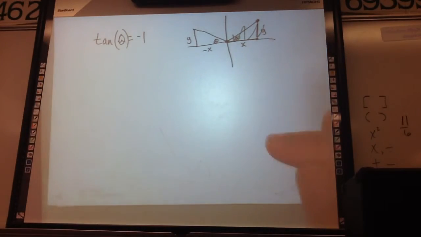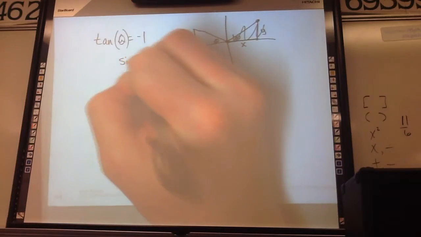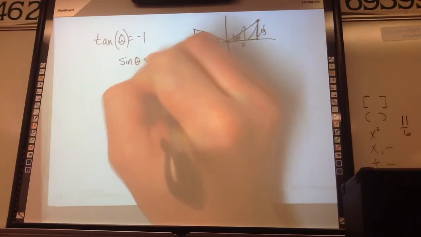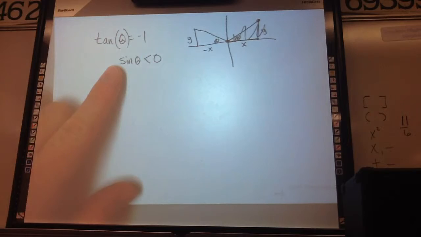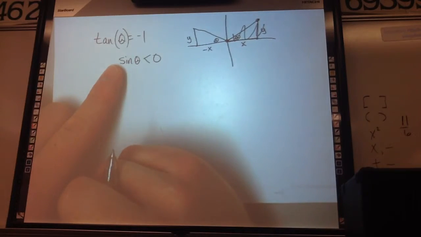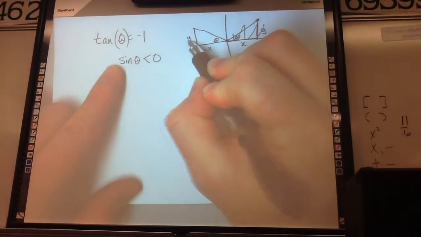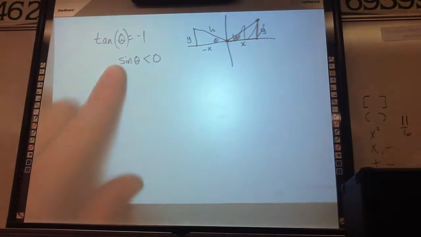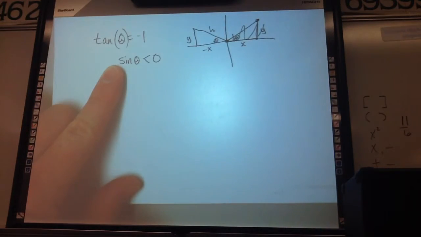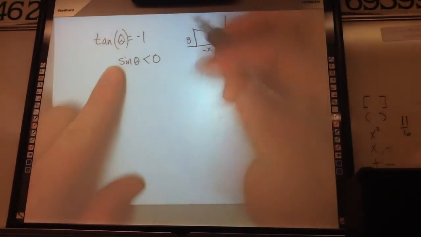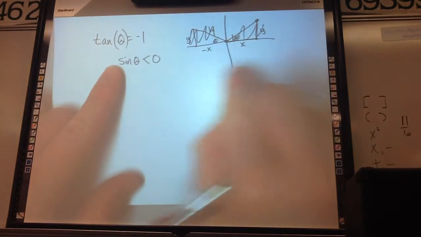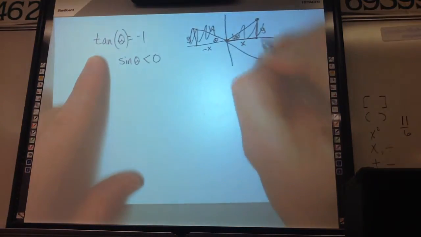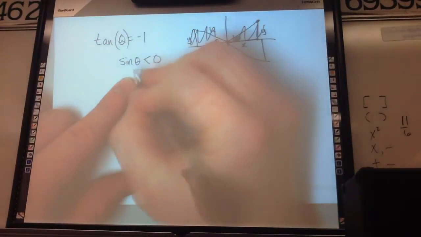But the second part was the condition that the sine of theta has to be less than 0, which means opposite over hypotenuse has to be negative. Those are both positive, so it doesn't work. That can't be it. You can go around and try them all, and the only one that satisfies both of these will be down here, where my tangent is negative and my sine is negative.